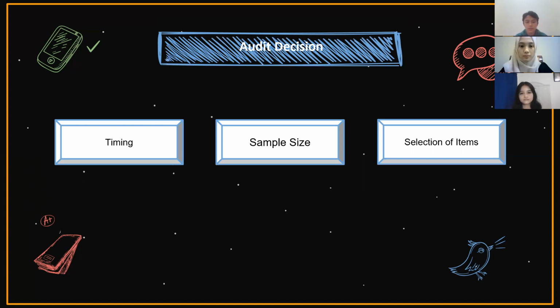The second one is sample size. When the auditor is testing the client's items, it's better to do physical observation based on the total number of hours rather than the number of inventory items counted, so the auditor can easily specify the items for testing.